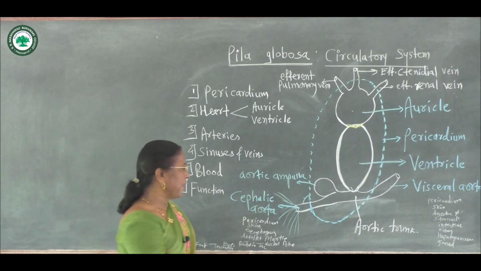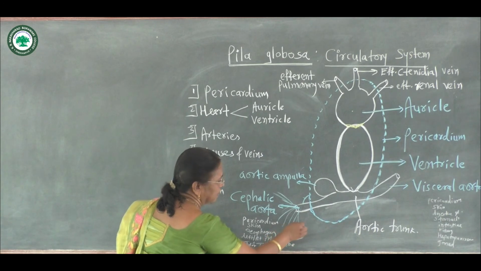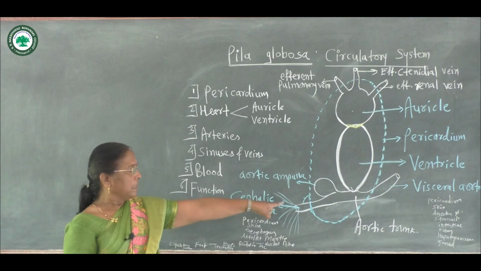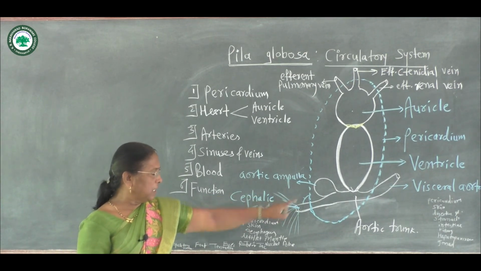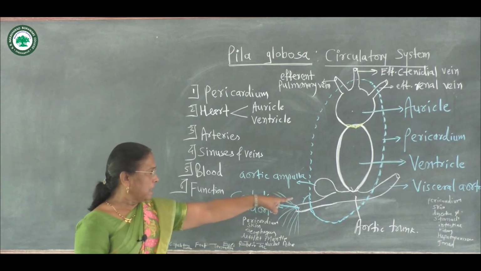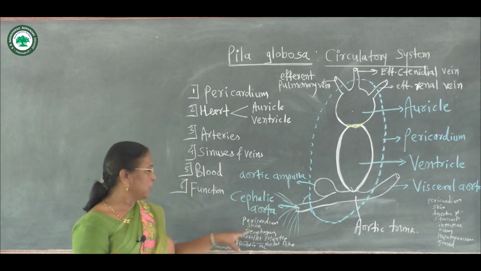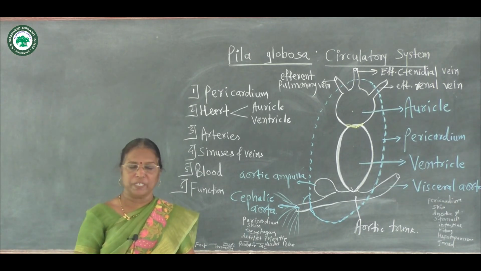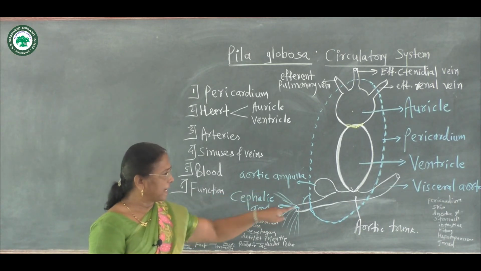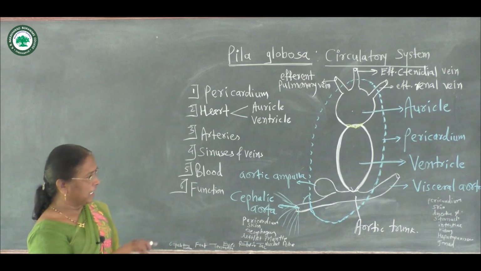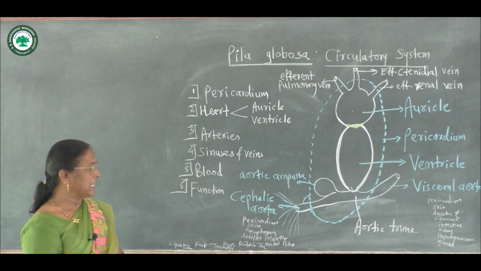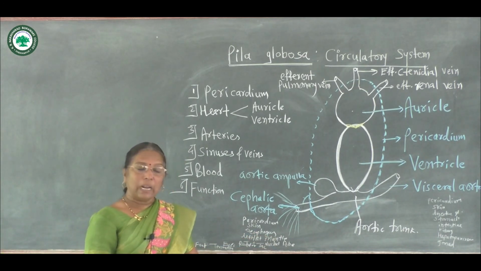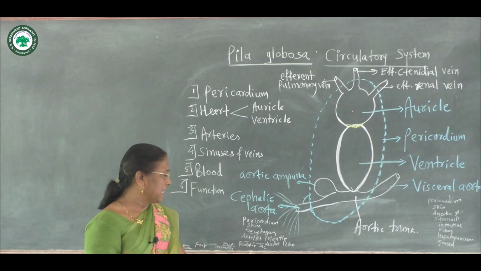Then here the esophagus is present, at the head position, then the pharynx, buccal mass and the esophagus. Thus the esophagus is supplied by the esophageal artery. Then the left and right nuchal lobes, through which water enters and goes outside. These two, the left nuchal lobe and right nuchal lobe, are also supplied by separate branches.